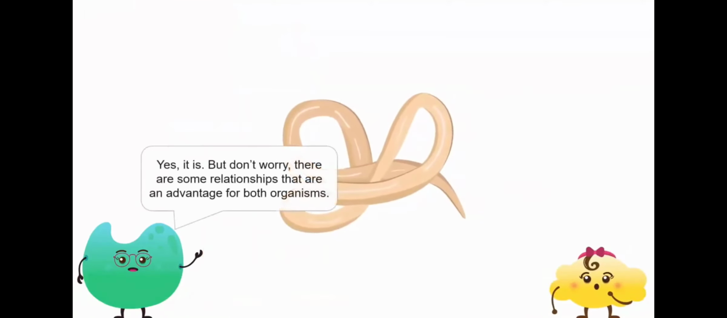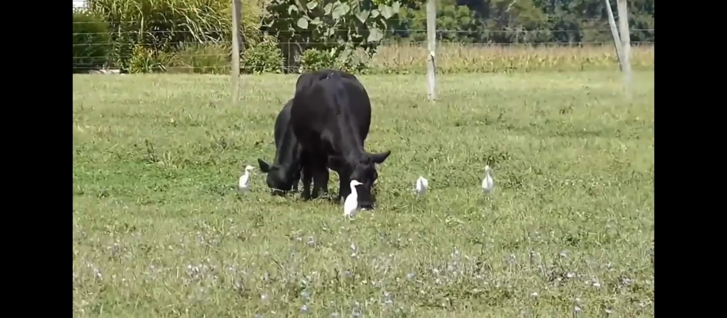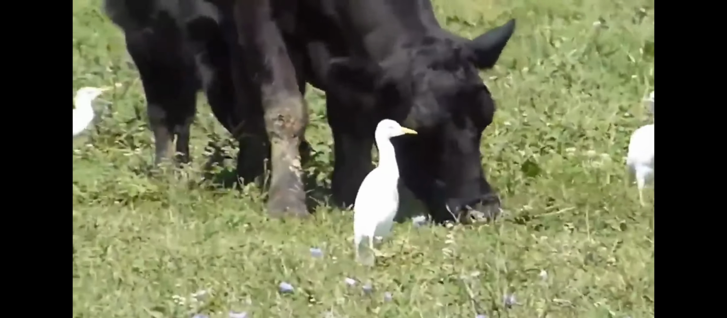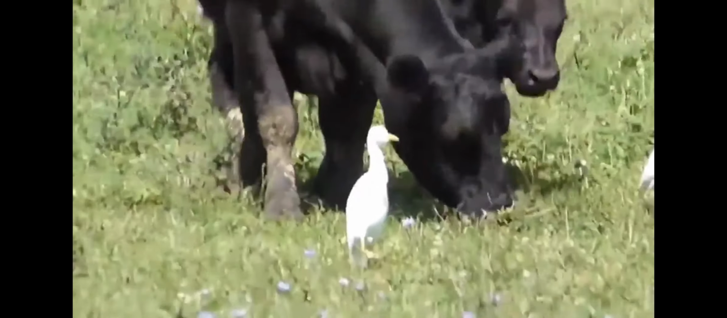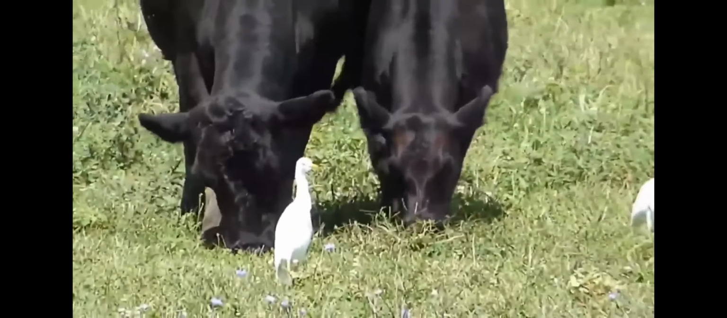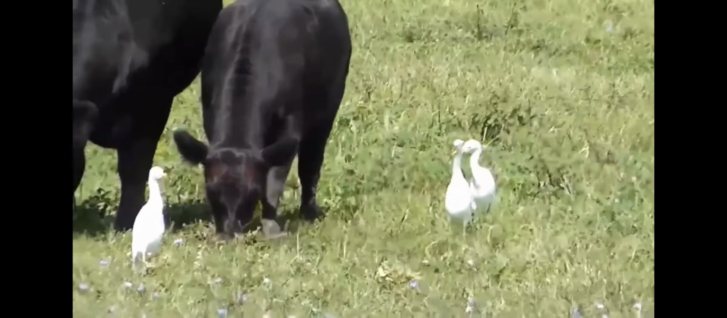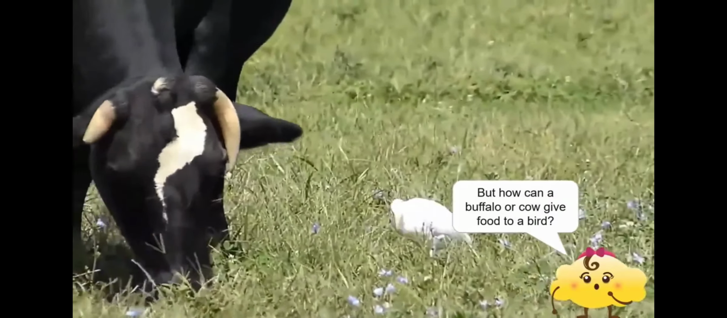Yes, it is. But don't worry, there are some relationships that are of an advantage to both organisms. For example, look at that bird. It's continuously following that grazing cow. This bird is a cattle egret. It's quite common to find birds following cows, buffaloes, and zebras for food. But how can a buffalo or cow give food to a bird?